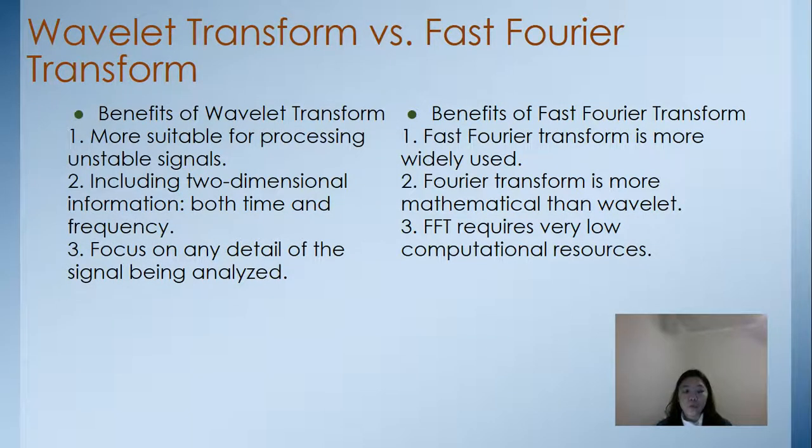There are 2 different ways to deal with the data: wavelet transform and fast Fourier transform. We compared the 2 transforms and found that there are some benefits of wavelet transform. It is more suitable for processing unstable signals, it includes 2-dimensional information, both time and frequency, and it focuses on any detail of the signal being analyzed. But the fast Fourier transform is more widely used because it is more mathematical than wavelet, and it requires very low computational resources.